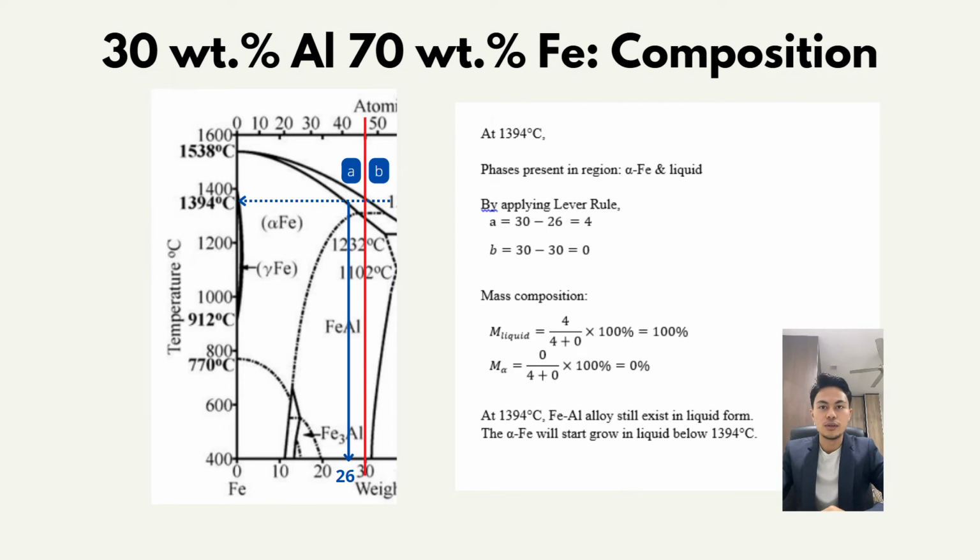Now let's move on to the composition at 1394 degrees Celsius. At this temperature with the weight percentage of 30%, we can determine that the phases present in the region are alpha and liquid. Next, by the use of the lever rule, calculations of the mass composition can be obtained. The mass composition of liquid after calculating it is 100%, while for alpha is 0%. From this we can conclude that the FeAl alloy still exists in liquid form at 1394 degrees Celsius. Hence, the alpha will start to grow in liquid below that temperature.